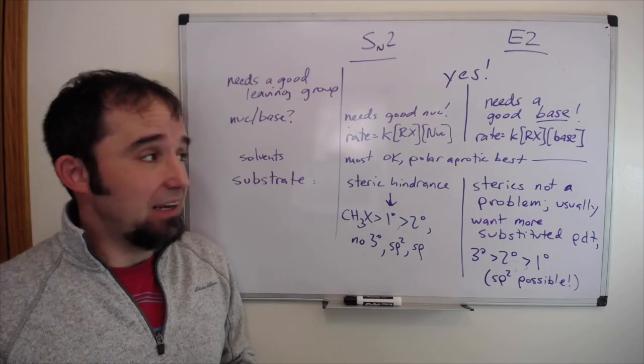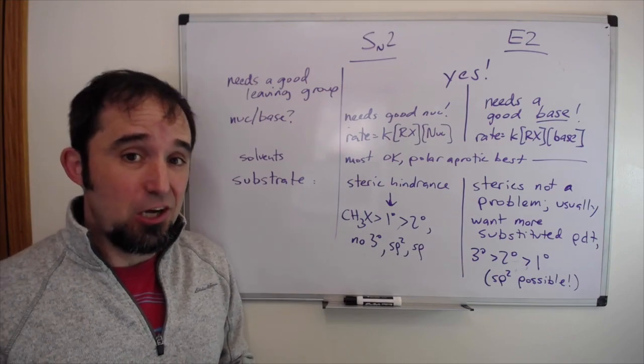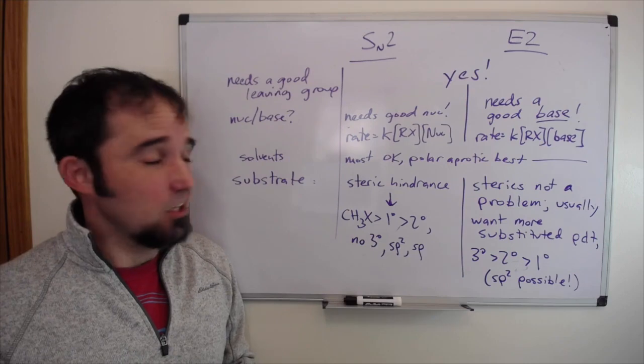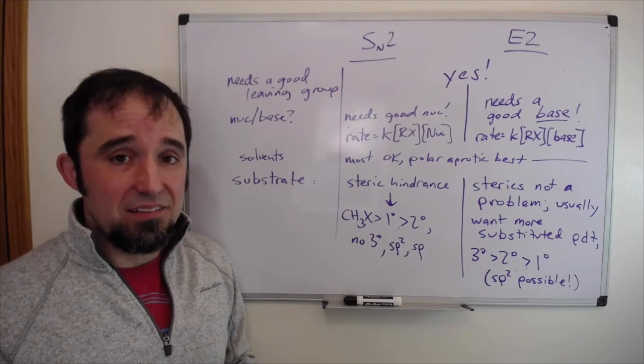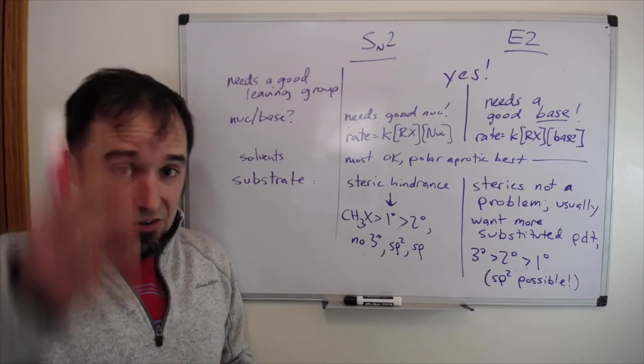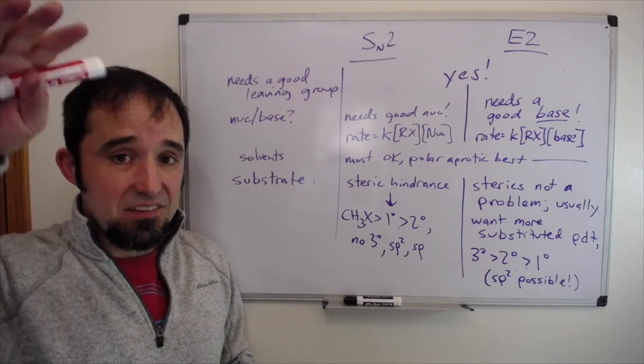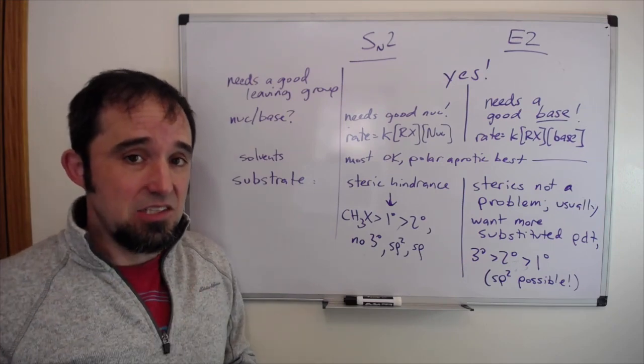So the nucleophile and the base show up in their respective rate laws. They're dependent on concentration, and they're dependent on having good quality nucleophiles and bases. We can refer back to that video that showed you that good bases versus good nucleophiles plot. So good nucleophiles, SN2, good bases, E2.